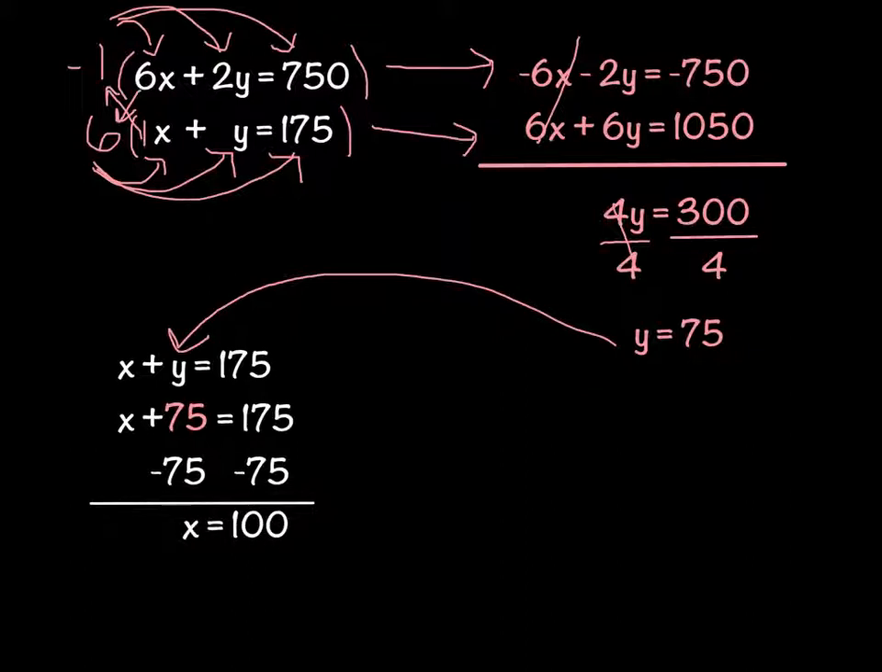Therefore, as a result, X was the number of adults and Y was the number of children. So in my answer, I know that there were 75 children and 100 adults. And that is the final answer to my question.